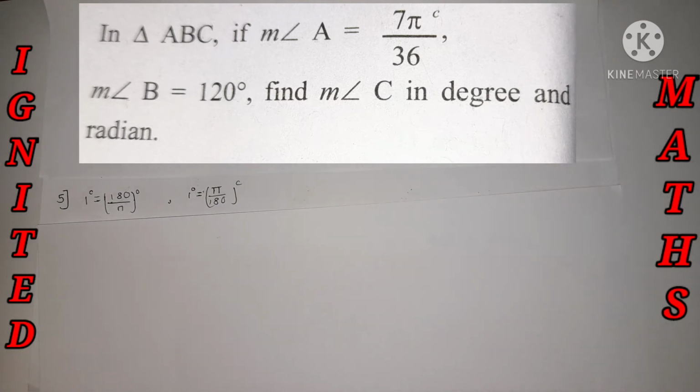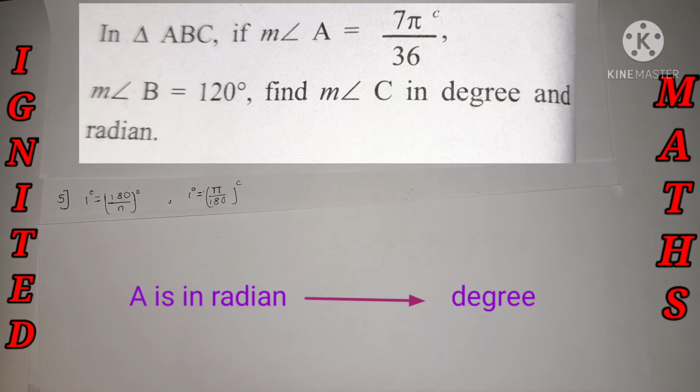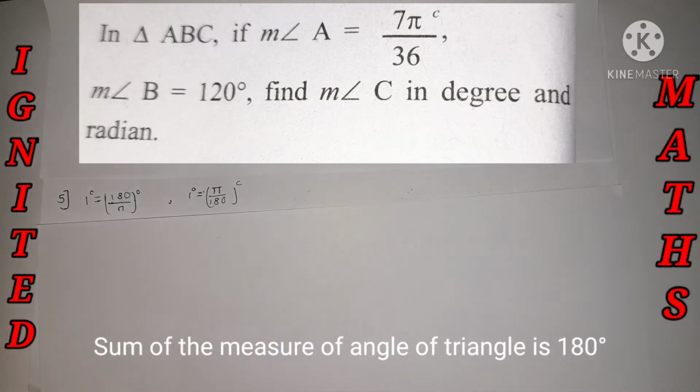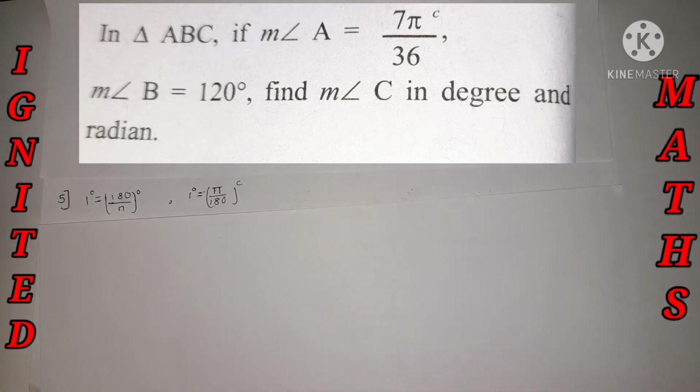The plan for the sum: first we will take the measure of angle A in radian and convert it into degree, and the measure of angle B is already in degree, and the sum of the measures of the angles of a triangle is 180 degree. So we already have two angle measures and the sum of the angles, so we can find the other one very easily. With that we can do it. So let's start with it.